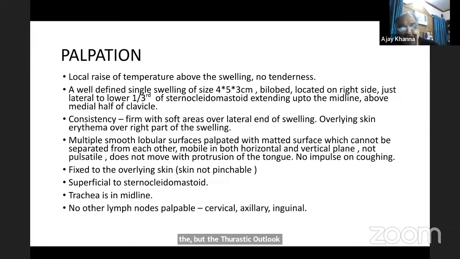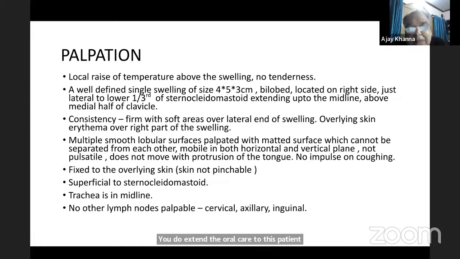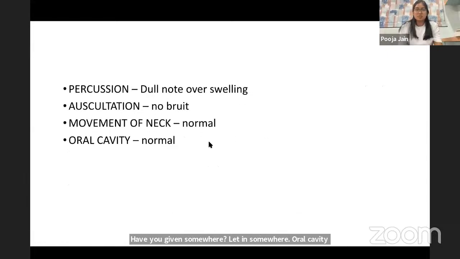Did you examine the oral cavity of this patient? Yes, sir, I have examined. Have you written it somewhere? Yes, sir. After palpation, sir, the oral cavity was normal.